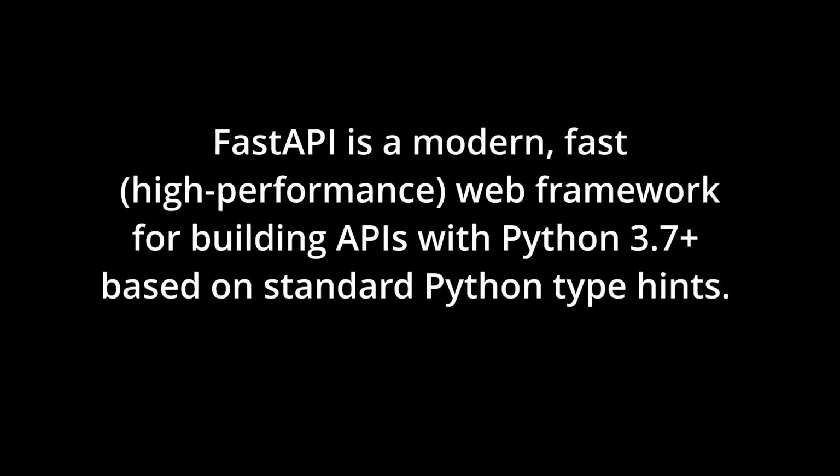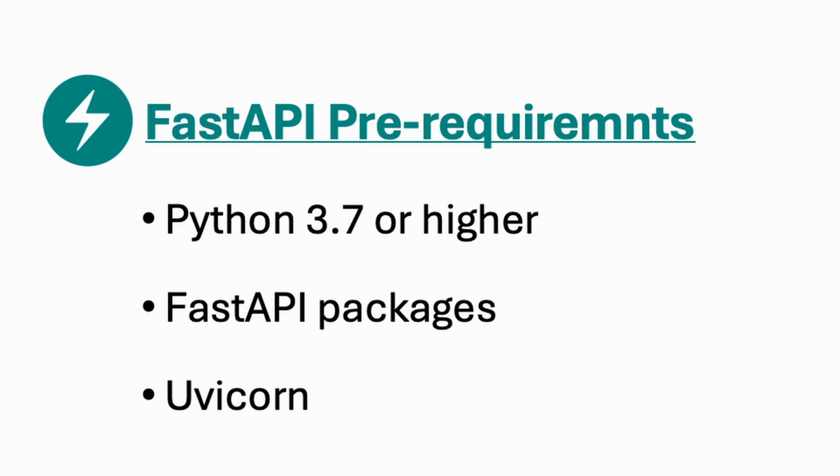FastAPI is a modern, high-performance web framework for building APIs with Python 3.7 or higher. Based on standard Python type hints, it's designed to be easy to use and to help you develop robust APIs quickly and with minimal code.